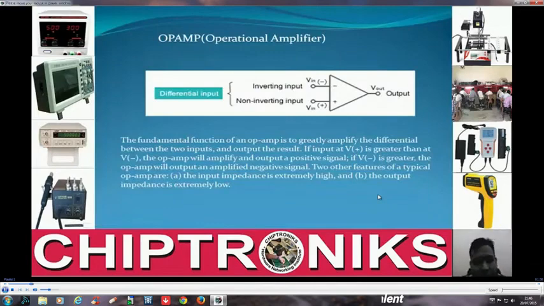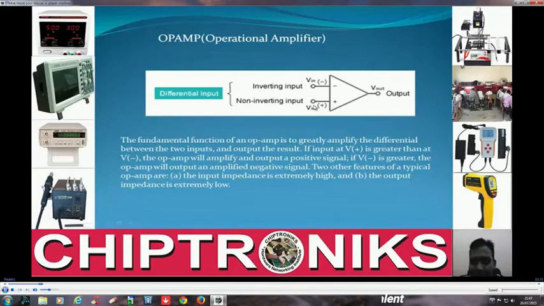Op-amp. The full form of op-amp is operational amplifier, and this is one of the components which is commonly present in all kinds of electronic devices. It is represented by a triangle, and it accepts two inputs, inverting input and non-inverting input, and it gives one output. Non-inverting input is at plus and inverting input is at minus. What this operational amplifier actually does is it amplifies the difference between these two inputs and gives the output at this terminal.